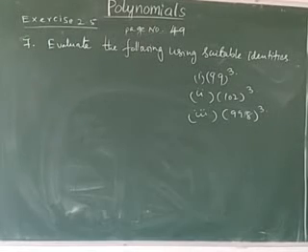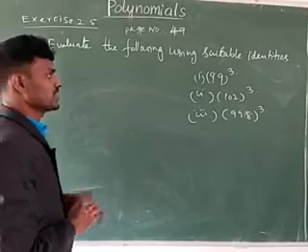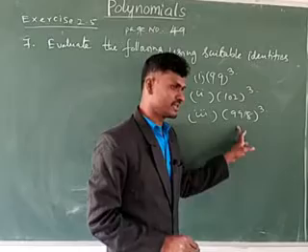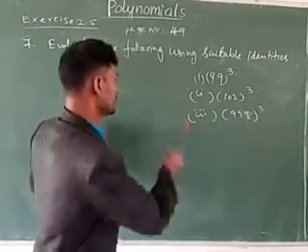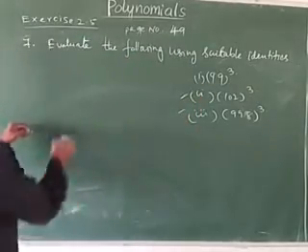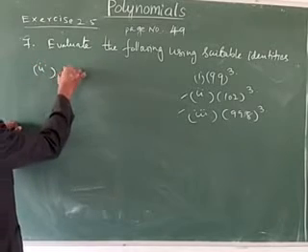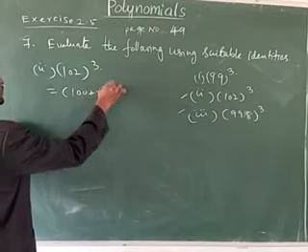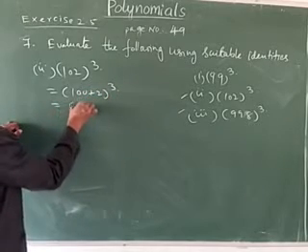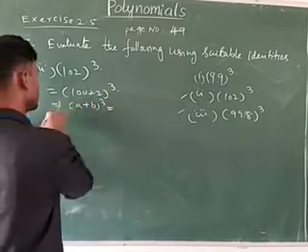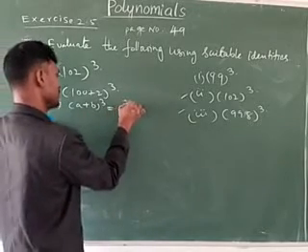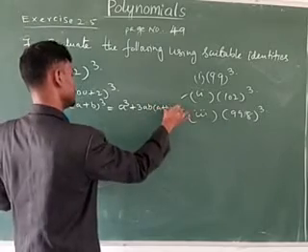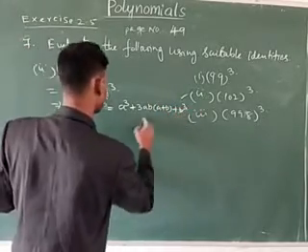Next one, the seventh one: evaluate the following using suitable identities. First one is 99 whole cube, second one is 102 whole cube, third one is 98 whole cube. The first one you have to try, the second and third I will explain. Second one: 102 whole cube is rewritten as (100 plus 2) whole cube. Now this looks like the (a plus b) whole cube formula, which is a cube plus 3ab into (a plus b) plus b cube. You can apply this formula also, no problem.